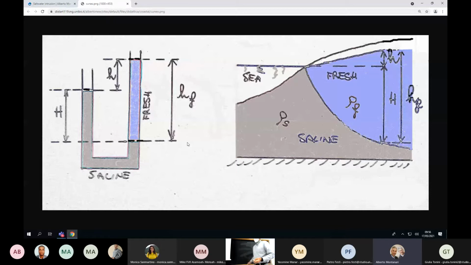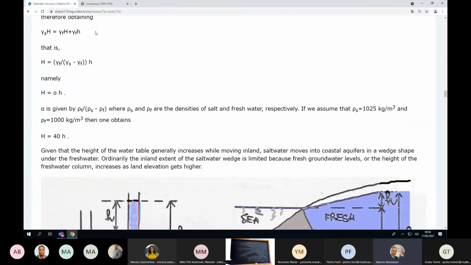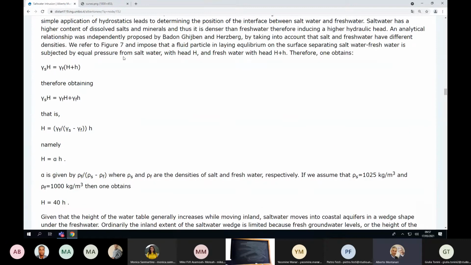I hope I am using the same symbols. Let me just look at the web page because I want to use on the blackboard the same symbols. Just 1 second, I look here. Okay, gamma S, gamma salt, gamma F. Okay, very good.